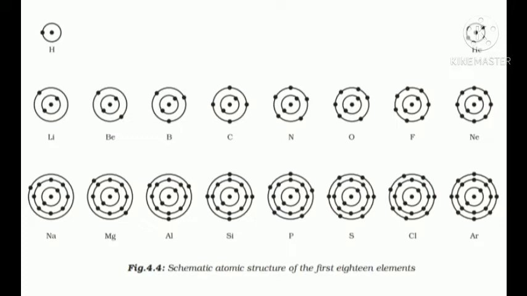Helium, atomic number 2. So the number of protons and electrons are 2. So you draw the nucleus around which the electrons are revolving in a circular path. So 2 dots indicate the 2 electrons. Similarly, lithium, atomic number 3. After completing the first K shell, the remaining one electron goes to the next shell, that is L.